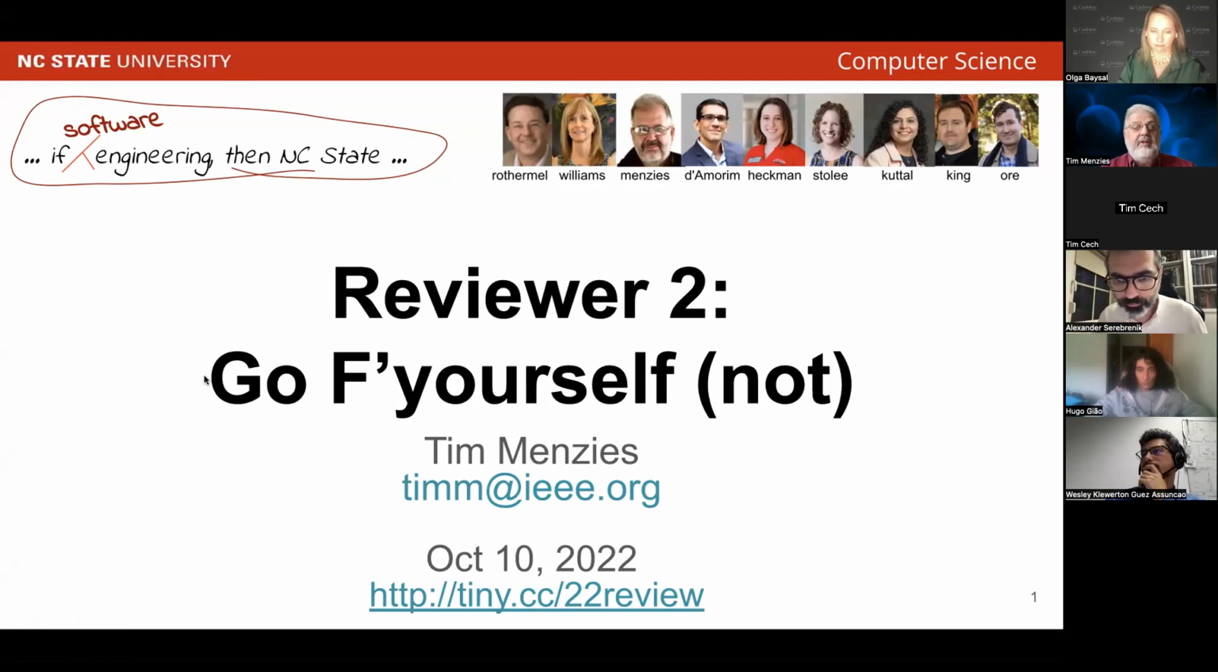I'm from NC State University. We're proud to say that we're a natural choice for doing engineering on the East Coast of America. And if you're doing software engineering, we really are a good choice for doing research. We have Greg Rothermel and Laurie Williams, myself, Marcelo, Sarah Heckman, Kathryn Stolee, Sandeep Kuttal, Jason King, and John-Paul Ore. So if you want to join this wonderful group of people, we are actually advertising for positions right now, but we are moving to interviews right now. So you really need to get your materials to us basically this week. Do not delay if this interests you.